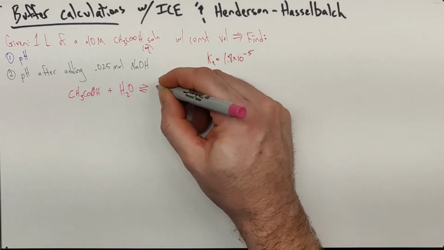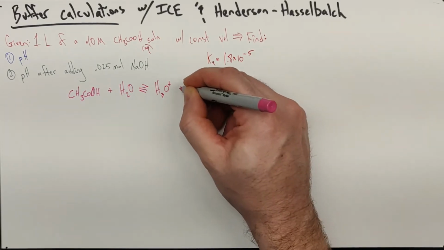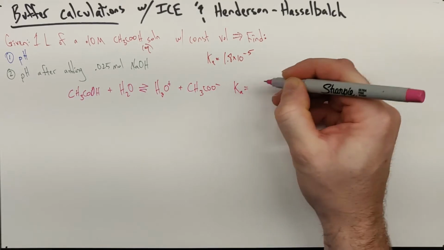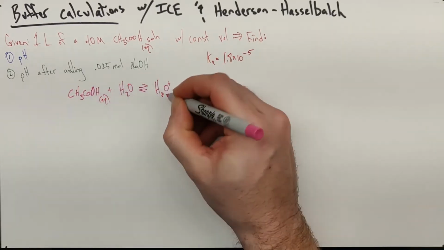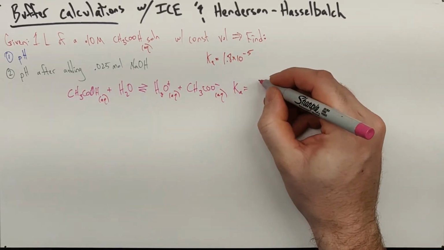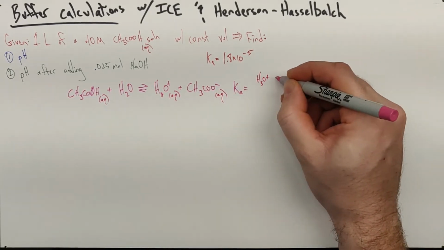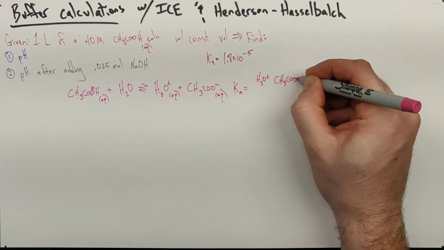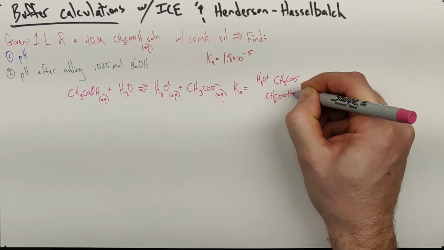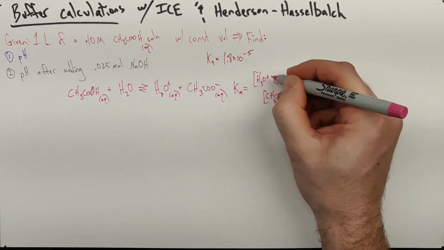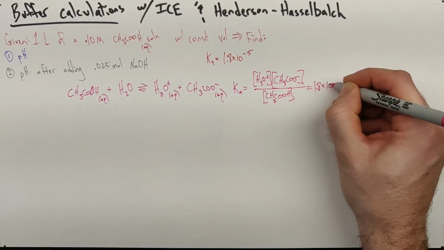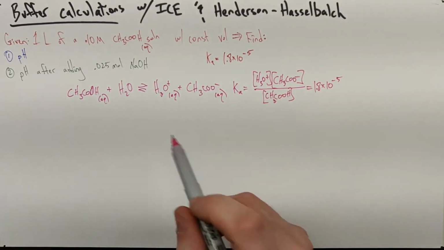And I would have written this out in advance, but I think it's important enough to see the process that goes into these every single time. So every single time, write that aqueous dissociation equation. Every single time, write that Ka expression. In this case, it's H3O plus and CH3COO minus over CH3COOH. And we happen to know that value for Ka is 1.8 times 10 to the minus fifth. So there's our basic setup.